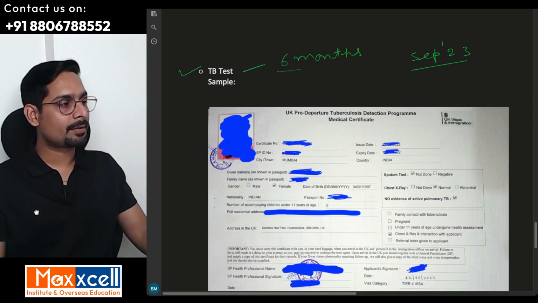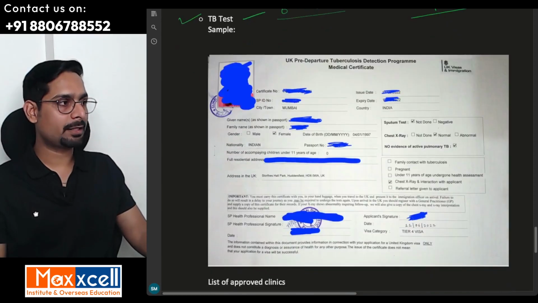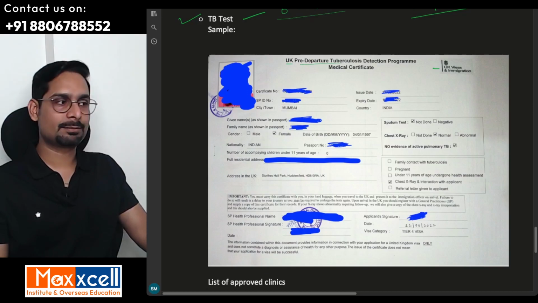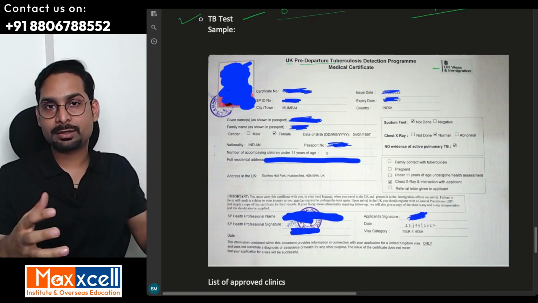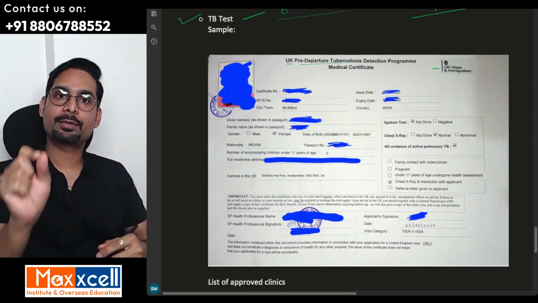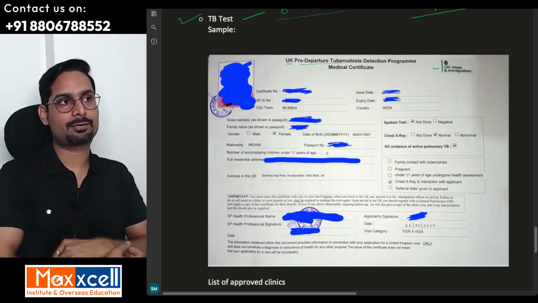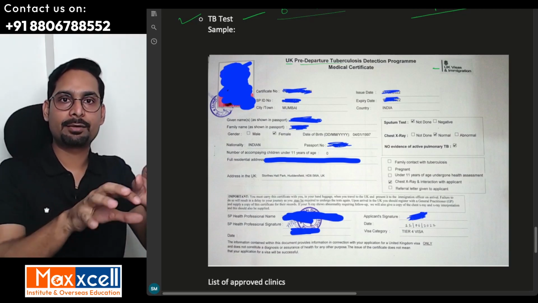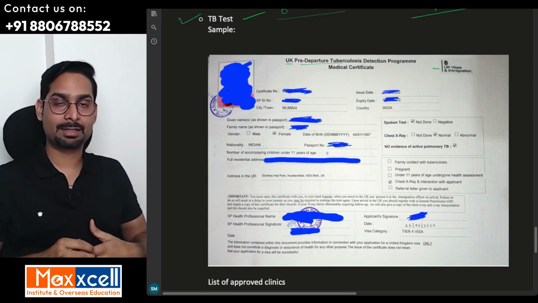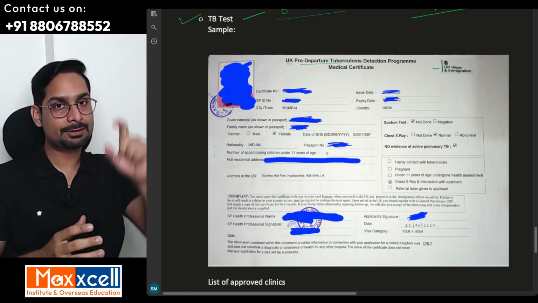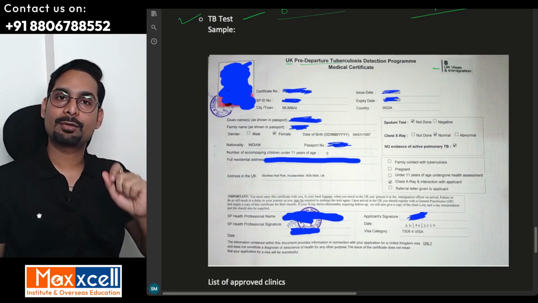Now this is how the TB test reports look. As you can see, you have the UKVI logo here, UK pre-departure TB detection program. You cannot do the TB test from any random clinic or pathology. It has to be from the approved list of clinics. If you type on Google UKVI approved clinic for TB test, you will get the list of clinics available. But if you don't want to take a risk, you can WhatsApp us and we will provide you the list of designated clinics where you can go for the TB test.